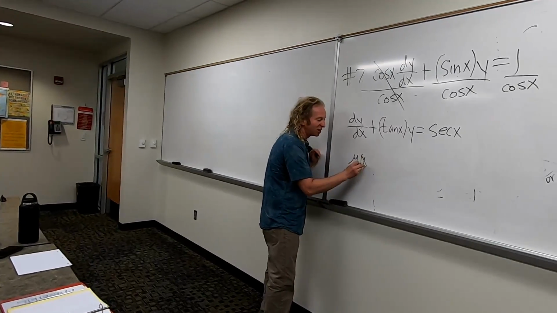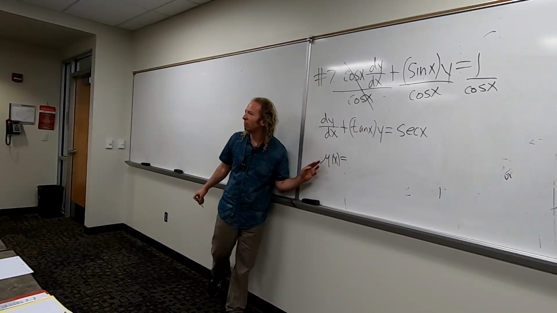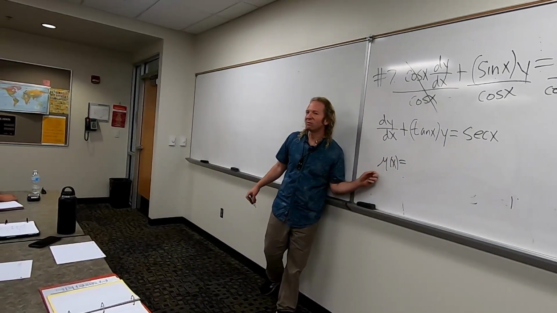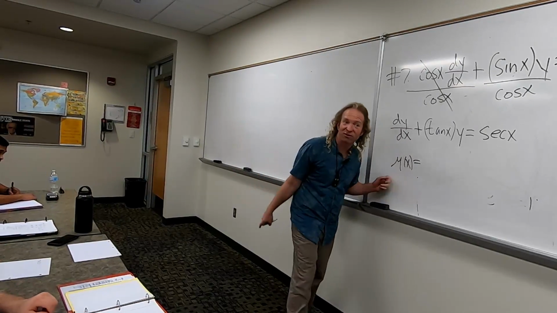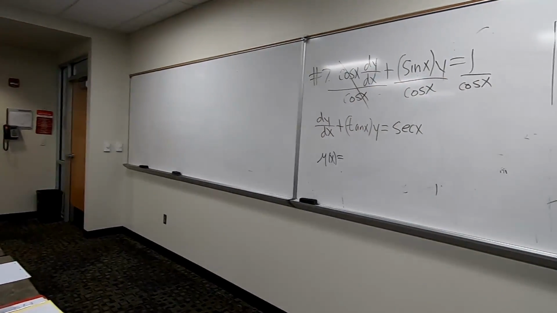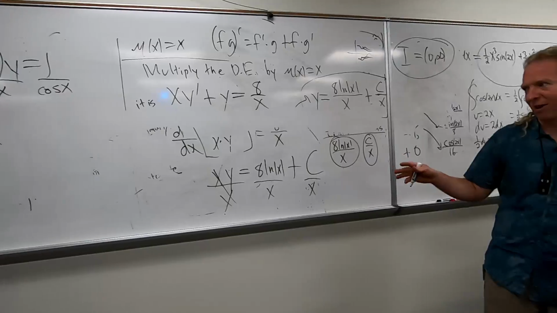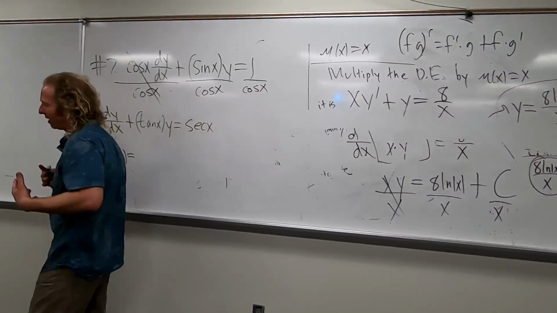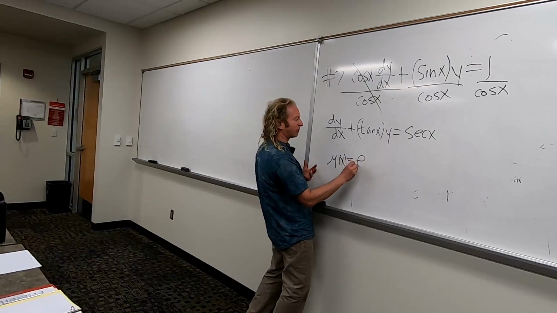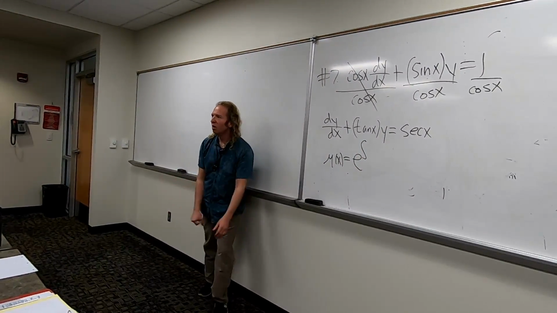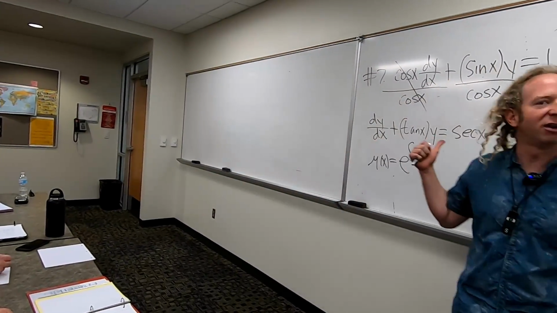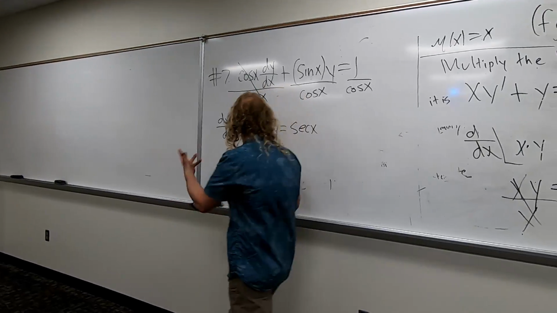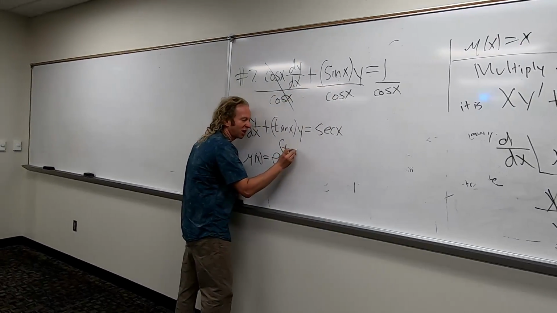Okay, now we have to compute mu of x. Do you remember what it was called? Do you remember the integrating factor? It's a common thing in DE. There's all kinds of problems where you have integrating factors. Usually they're not so fun. These are a little bit better. I like these. That's e to the integral of big P. What's the big P in this problem? Tangent, yes, tangent x dx.